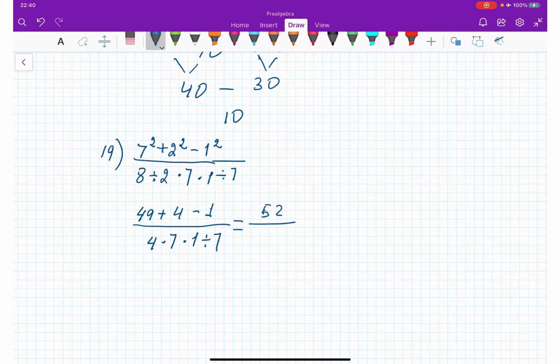Okay, let's see here what we get. 4 times 7, 28. 28 times 1 is 28, and 28 divided by 7 is 4. 52 divided by 4 is going to be 13.